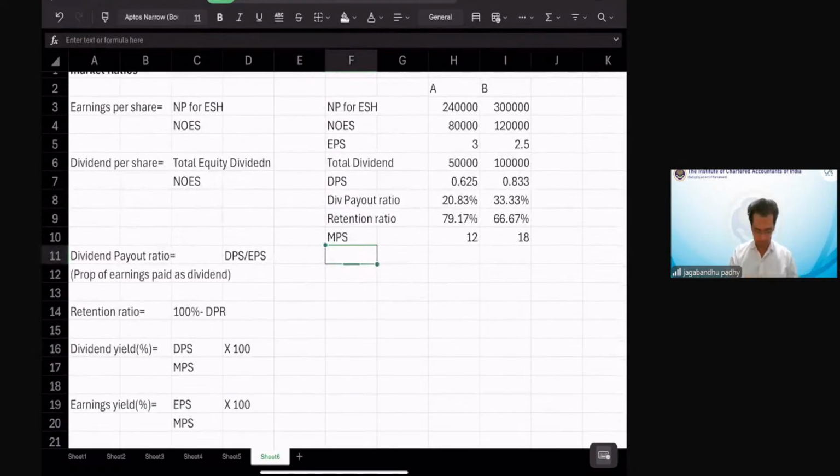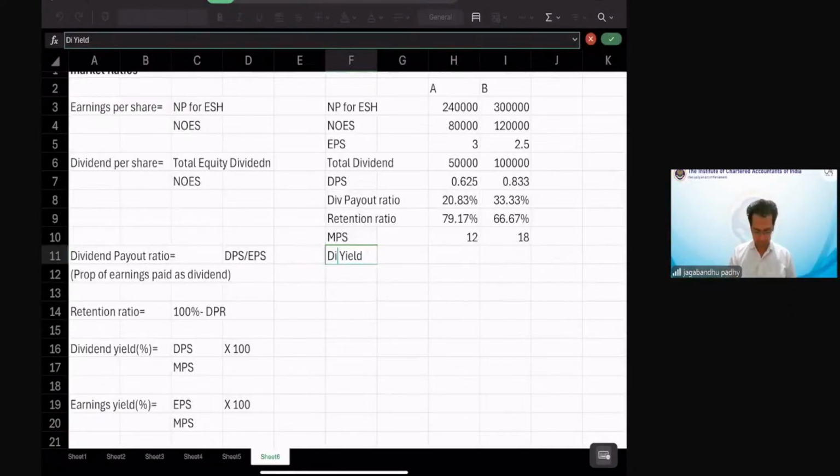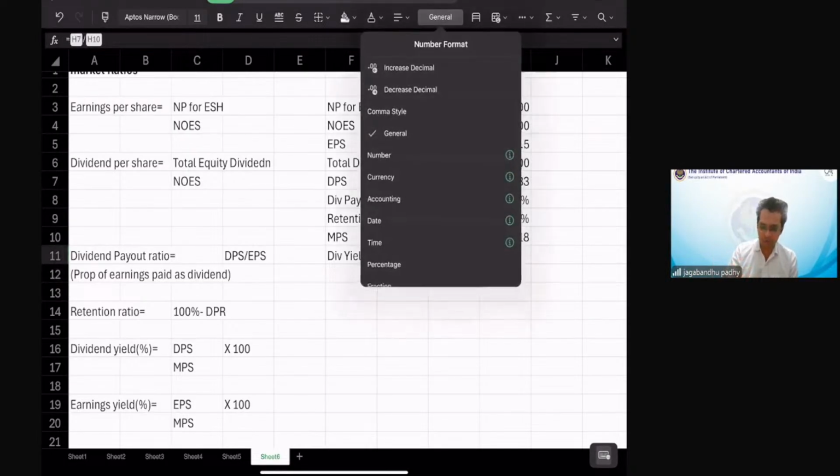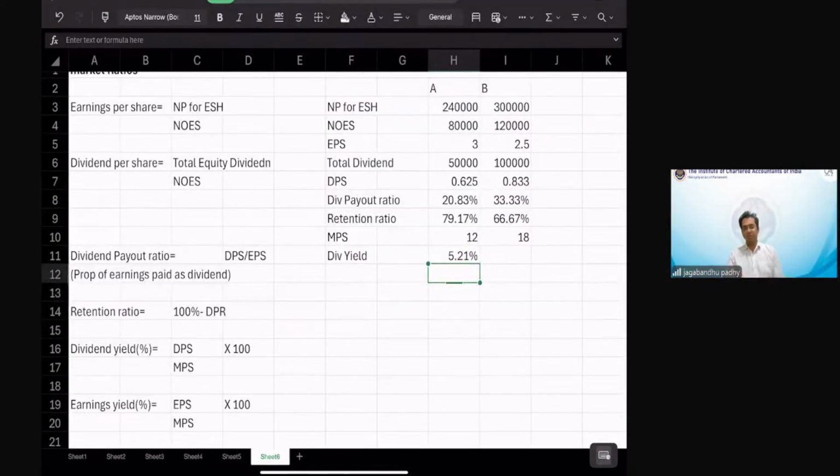Like dividend yield. So dividend yield is like a person who is going to buy this share at a price of 12. He'll be getting a dividend of 0.625. By investing 12, he's getting a dividend of 0.625. So how much percentage did he earn? That's going to be 5.2%.